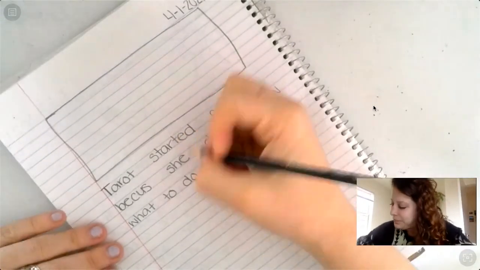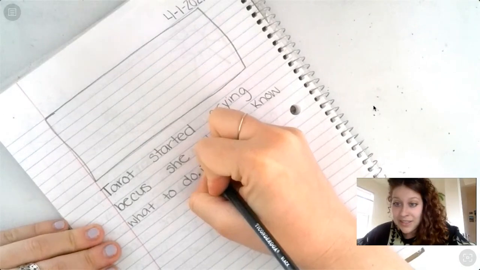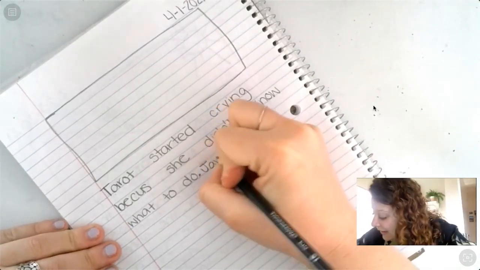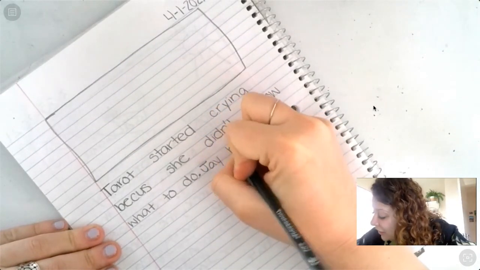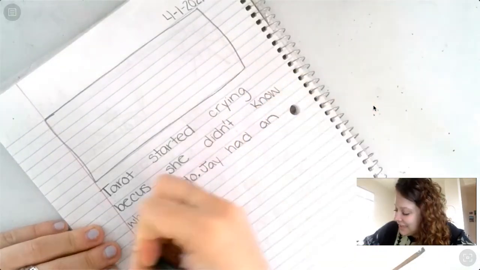Let's write that. Jay, uppercase J because it's his name, J-A. Jay had an idea.